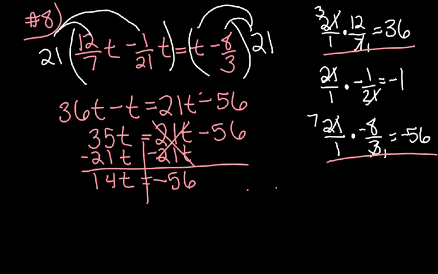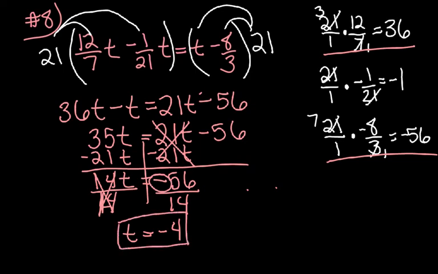Now I want to get t by itself, so I'm going to divide by 14 on the left, and therefore also on the right. On the left, it will cancel out, leaving me with just t. And on the right, 56 divided by 14 is 4. It's negative because of this negative right here. So again, same answer, t equals negative 4, just a different way of doing it.